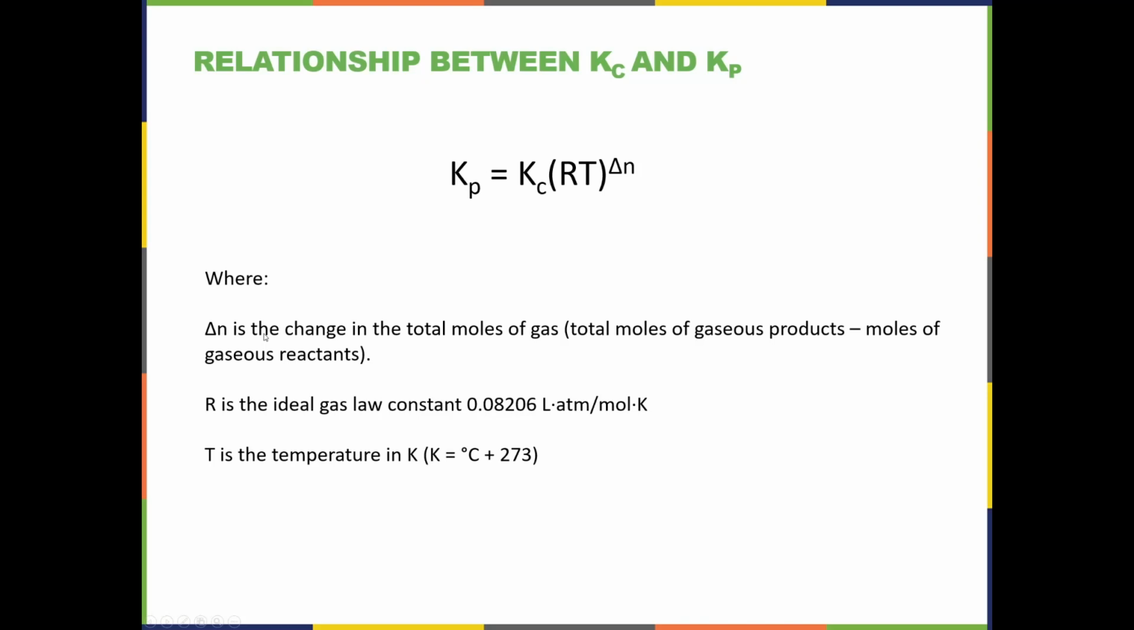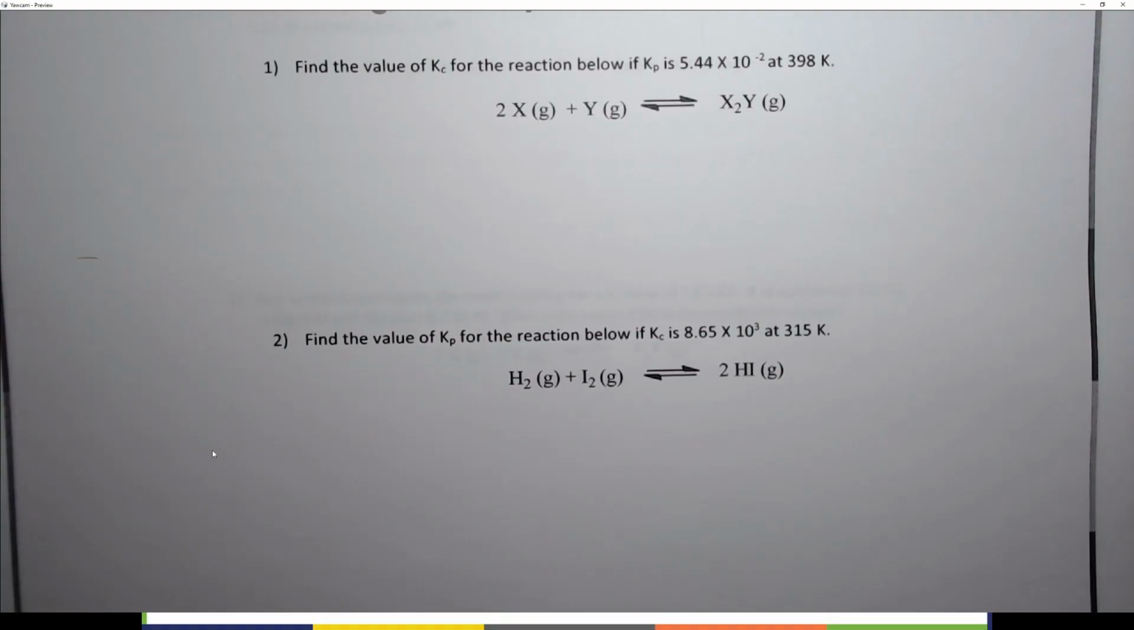Delta N is new, and delta N is the change in total moles of gas. So if you have a reaction with 3 moles of gas on one side and 2 moles of gas on the other side, you've lost a mole of gas. So it's the total moles of the gaseous products minus the gaseous reactants. I think that instead of explaining this in great detail, it'd probably be better to do this also as an example. So here we have an example where we want to convert Kp and Kc.